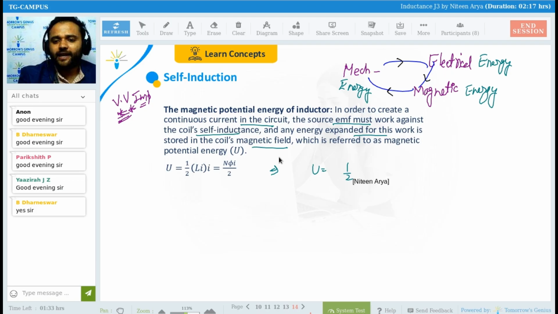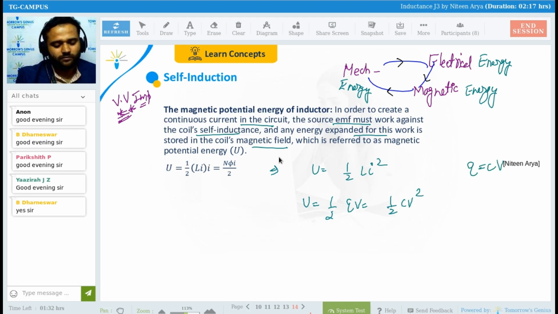As maybe you remember, maybe you don't, in the capacitance system we have a potential energy to store the charge, and that is half QV, or half CV square, because Q equals CV. You remember now? This is clear. So in the same sense we have this. Now if I put the value of Li, Li is N phi, so I can get this one also. Okay, so this is important.